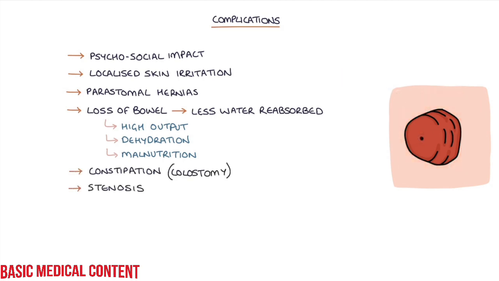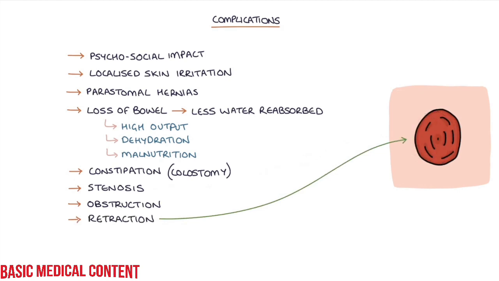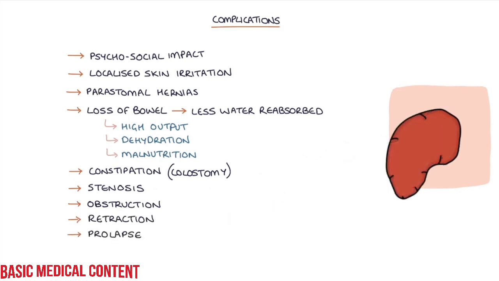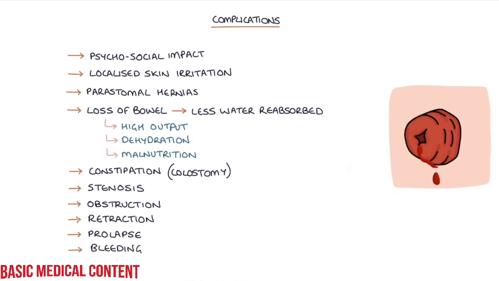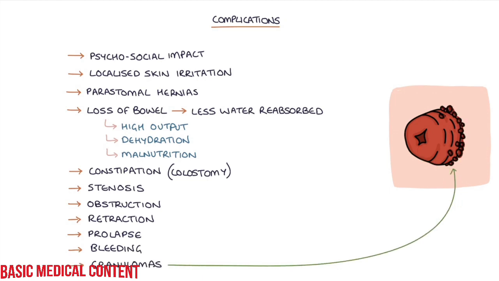There can be stenosis of the stoma, obstruction, retraction, which is where the stoma sinks into the skin, prolapse, which is where the bowel telescopes through the hernia site, bleeding, and granulomas can form, which cause raised red lumps around the stoma.